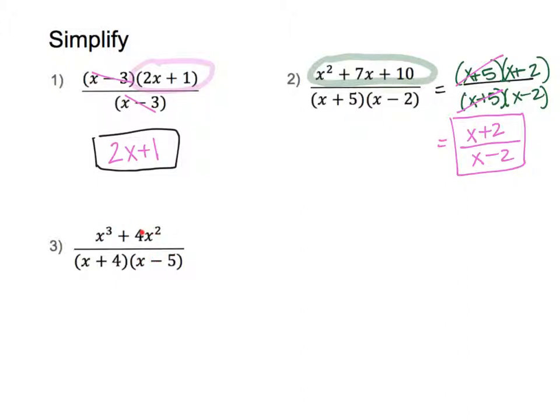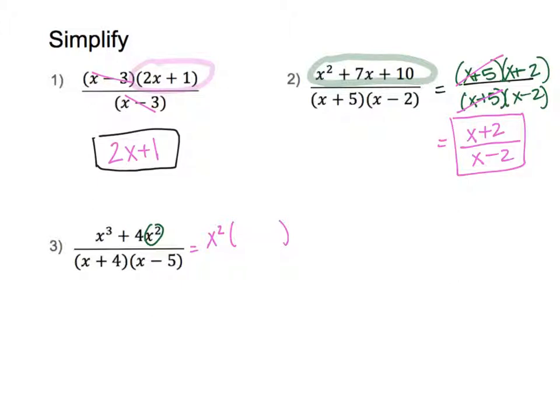But the top part here, I have an x on this term and an x on this term. So what I'm going to do is bring out the lowest power x that I can. So lower power as in the lowest exponent. They both have x's as a base, so I'm going to pull out an x squared, because that's the lowest power.